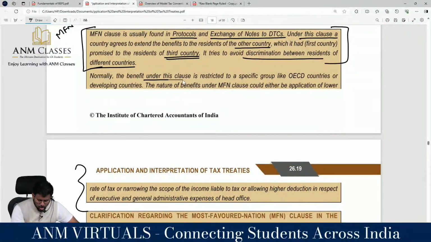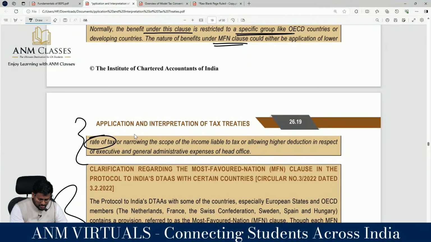Normally, benefit under this clause is restricted to specific groups like OECD countries or a particular country. The nature of benefit under the MFN clause could either be application of any lower rate of tax, correct? Or narrowing the scope of income liable to tax.